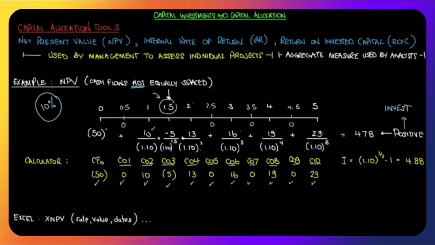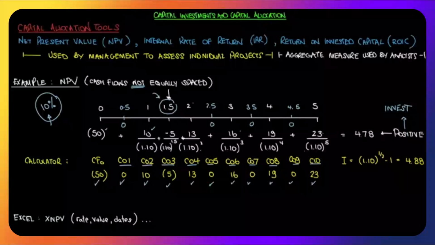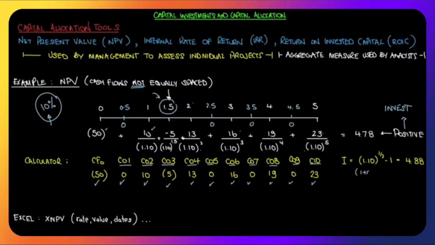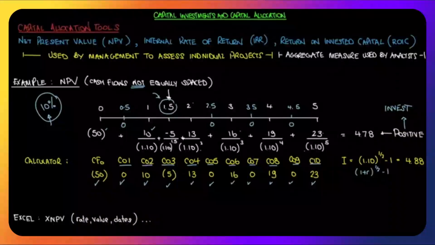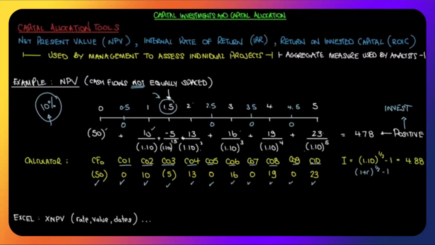Then I need a discount rate. The discount rate I was given was 10%. I need to turn that into a discount rate applicable for half a period. So I'm going to take 1 plus my rate to the power 1 over 2 and knock off 1. 4.88 is the discount rate I'll use. Put that in, calculate NPV, and again, you'll get to 4.78. Now, is this quicker than doing this? Debatable.